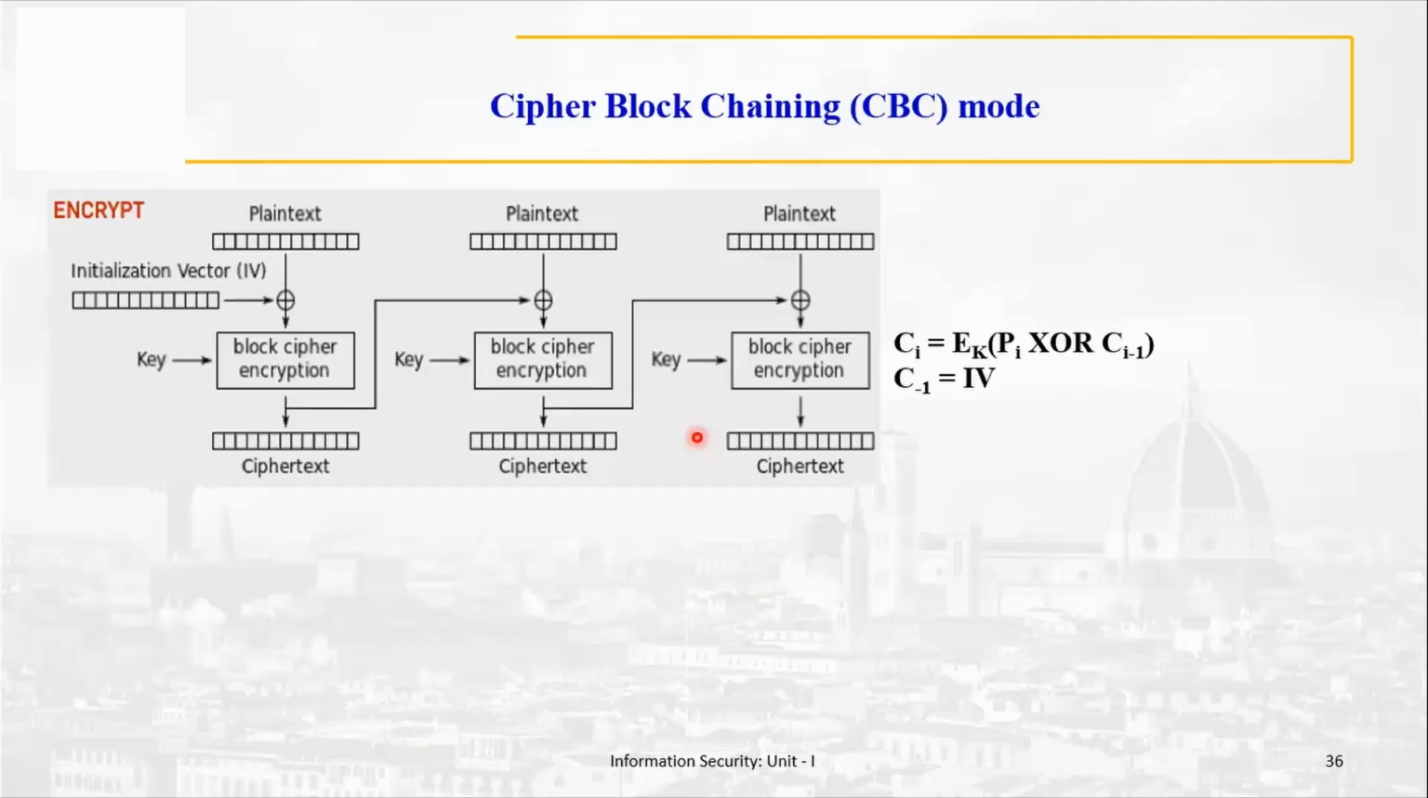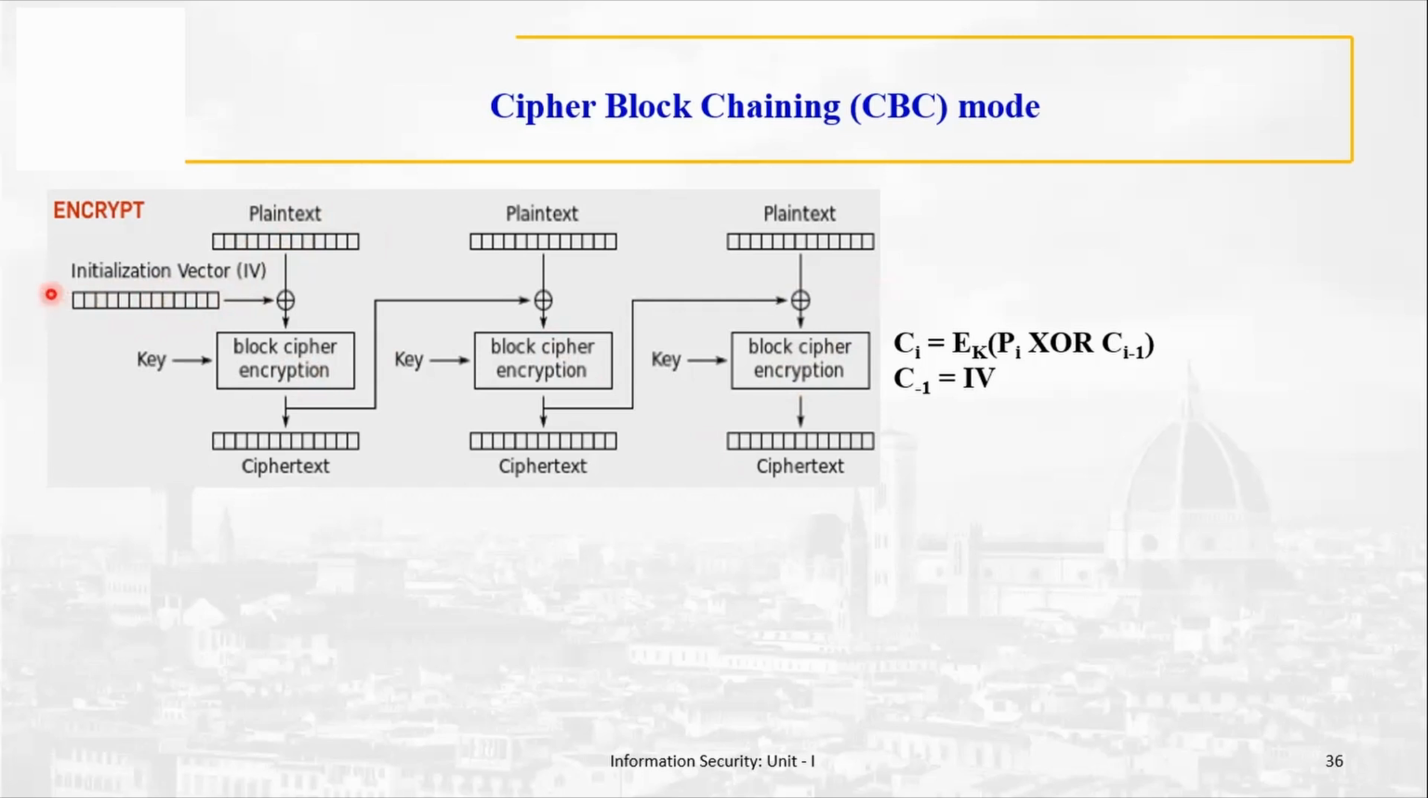Then comes the cipher block chaining. So the problem of ECB is solved over here. What happens here is we are using the same key at all times. We are also using the same encryption algorithm at all times for all the blocks. But there is one change we are making at the time of plain text. We are using an initialization vector, that is IV.